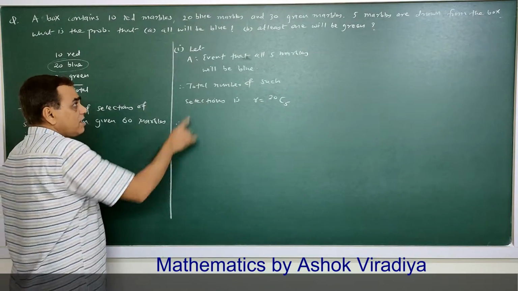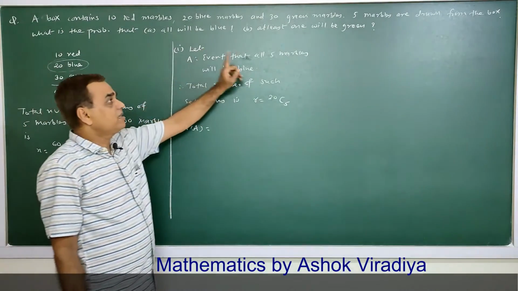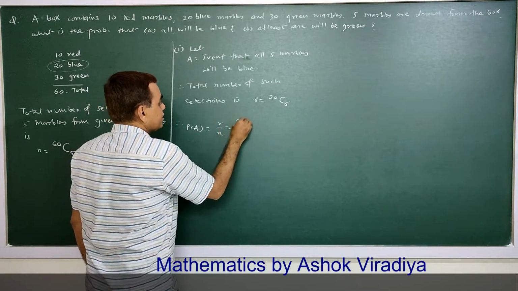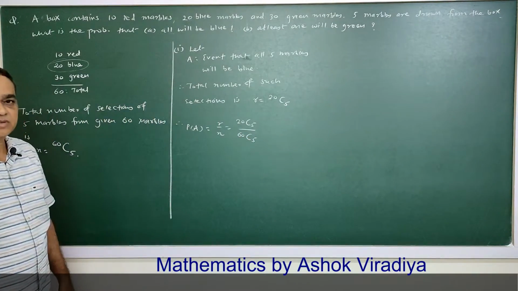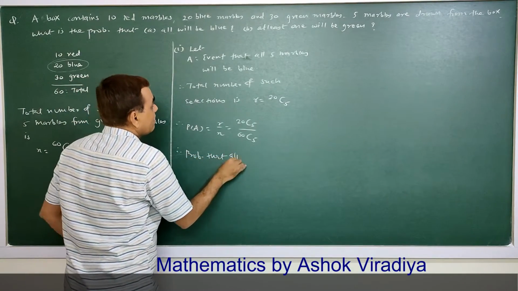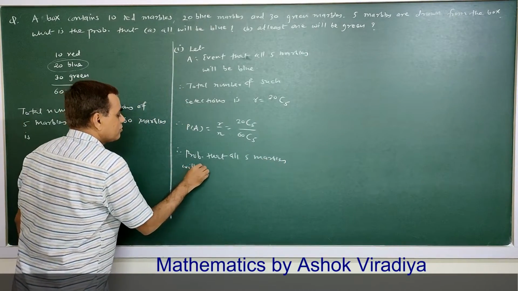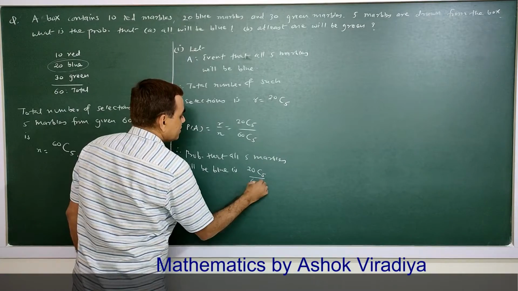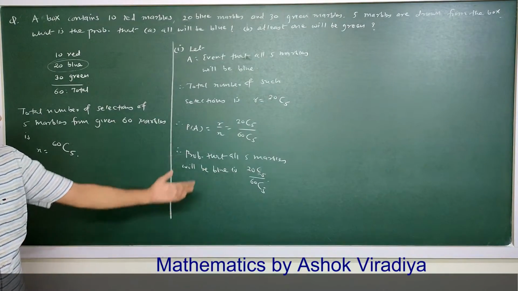So therefore, the probability of event A, that all 5 marbles will be blue, is equal to R by N, that is 20C5 upon 60C5. So the probability that all 5 marbles will be blue is 20C5 upon 60C5. This can be calculated using a calculator. We can calculate it.